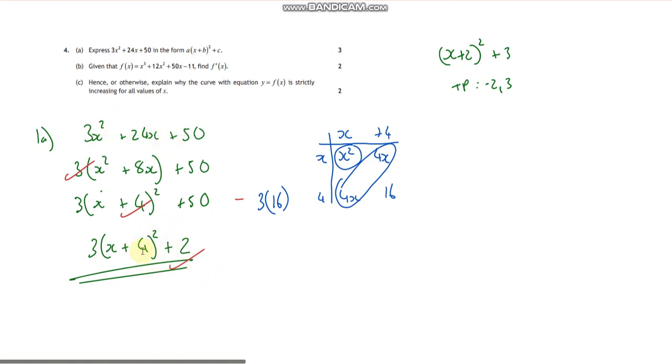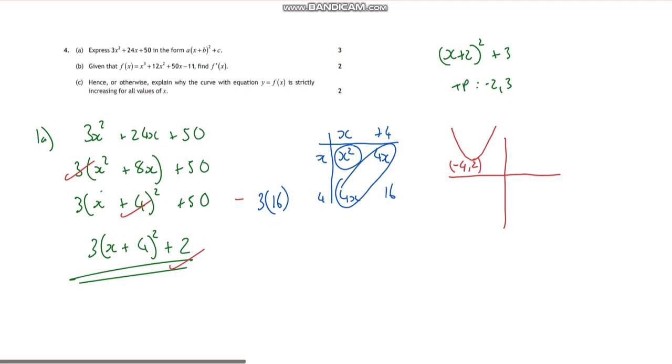And again, the turning point for this, negative 4, 2. So if I wanted to draw this out, it wouldn't be too hard. Okay, so negative 4, 2 is up there somewhere. It's a positive x squared, so it's happy. There we go. So it's going to look something like that. So it helps us draw out the graph, negative 4, 2.